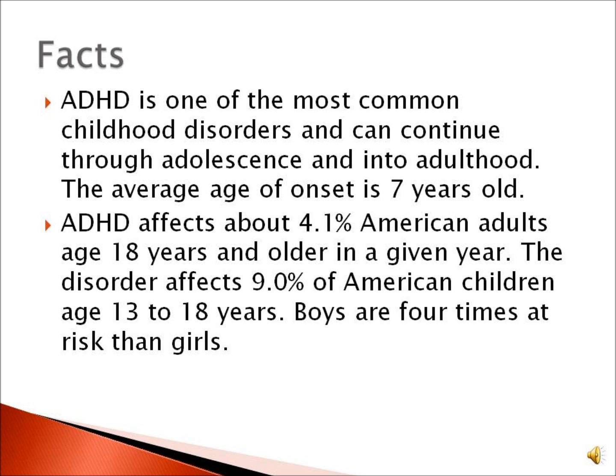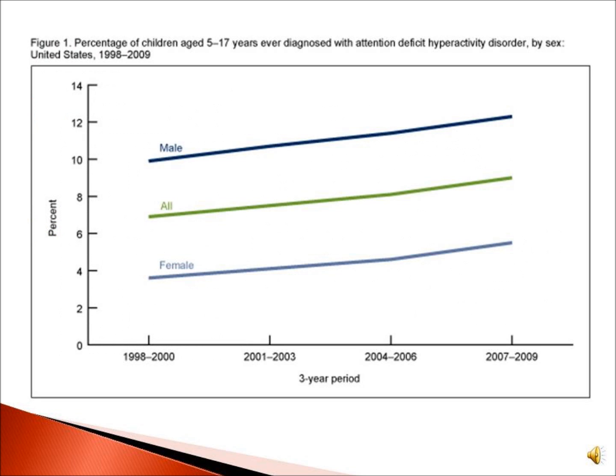Some facts about ADHD. ADHD is one of the most common childhood disorders and can continue through adolescence and into adulthood. The average age of onset is 7 years old. ADHD affects about 4.1% of American adults aged 18 years and older in a given year. The disorder affects 9% of American children aged 13 to 18 years old. Boys are 4 times more at risk than girls.